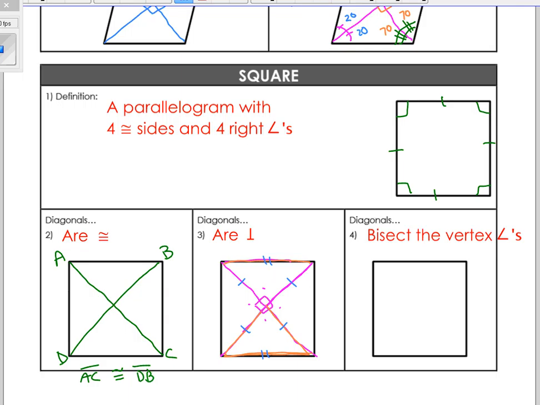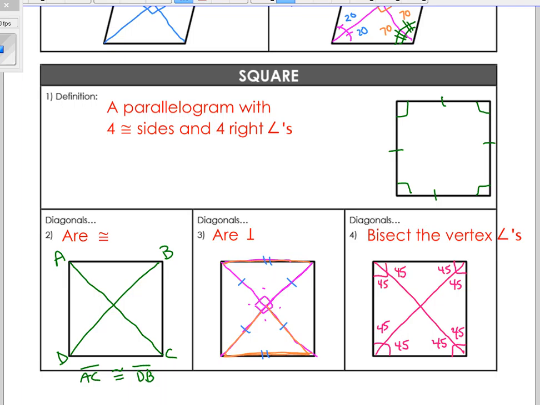Okay, and then last thing, we can say that the diagonals bisect the vertex angles, just like in a rhombus. So if I draw my diagonals, and I know that here's a vertex, this is a 90-degree angle, and if it's bisected, then that means this has to be 45 and this has to be 45. And because this is 90, this is also 45 and 45. This pattern repeats at each vertex, because each is 90, so each is split into 45 and 45.